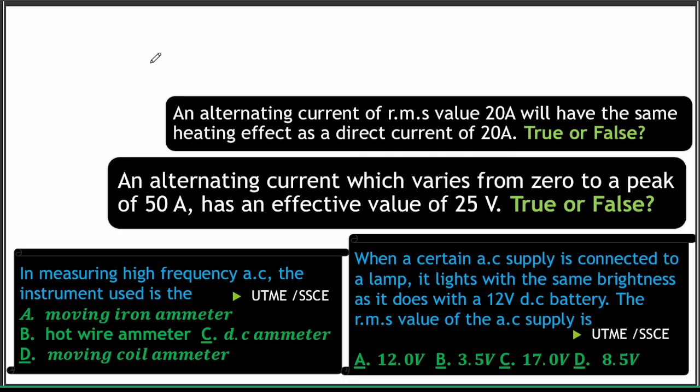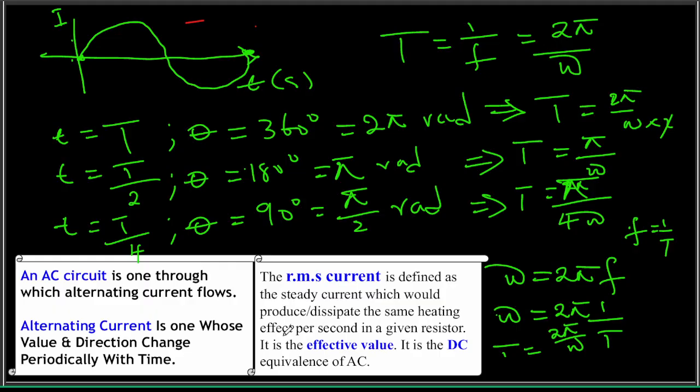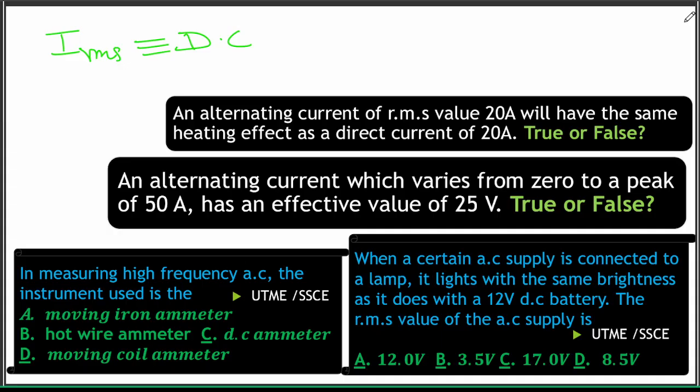It's true. We already said that the RMS value is equivalent to the DC value. You remember the definition we gave here? The RMS current is defined as the steady current which would produce or dissipate the same heating effect, per second, in a given resistor. Now take a look at this. It is the DC equivalence of AC, or the effective value. Very, very important. So it is true.